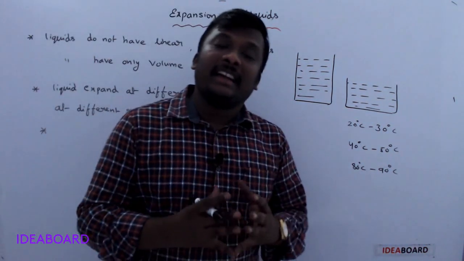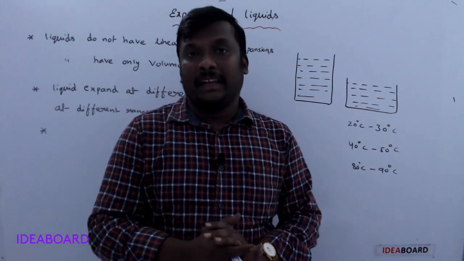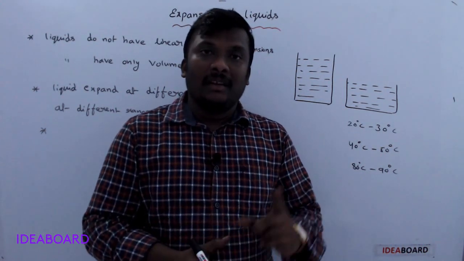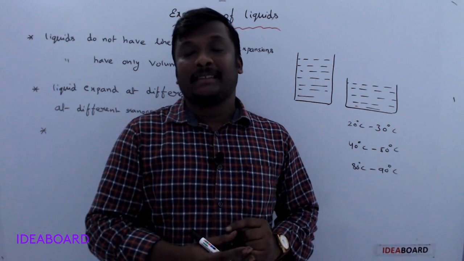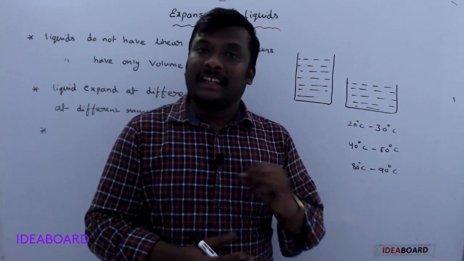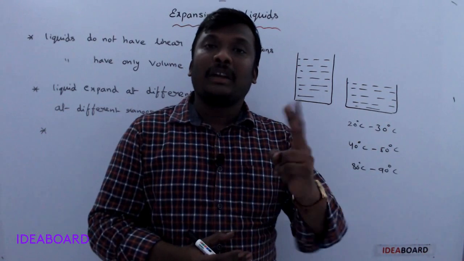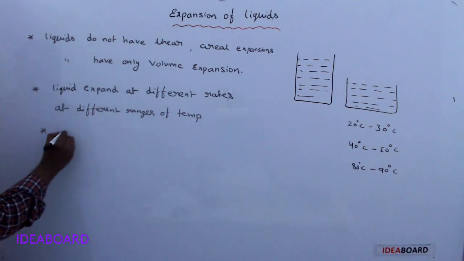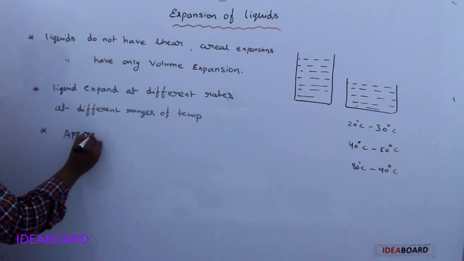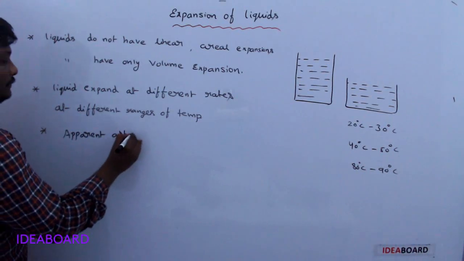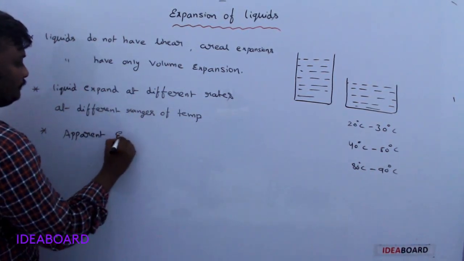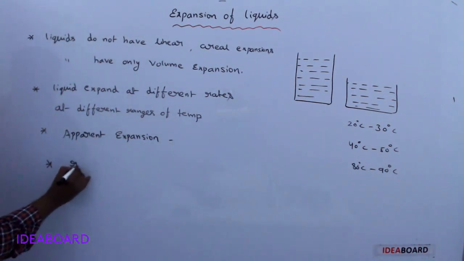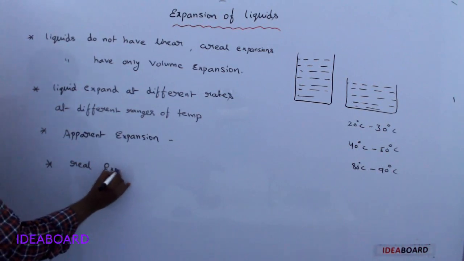Understand? And the third important thing is liquid cannot be heated directly. You must take the liquid in a container. So if you heat it, the container also expands along with the liquid. That's why liquids have two types of expansions. The first one is apparent expansion, and the second one is real expansion.